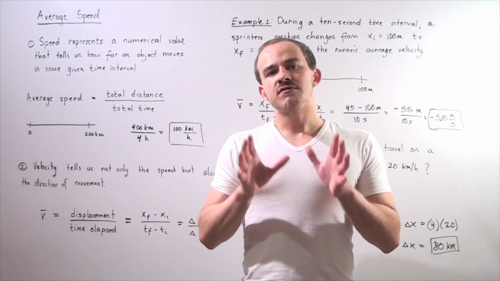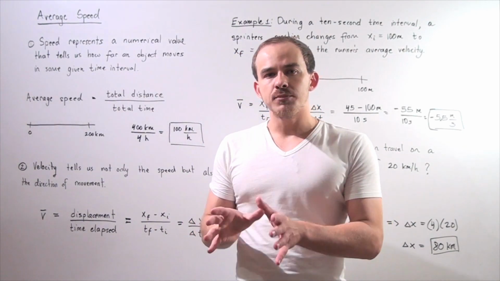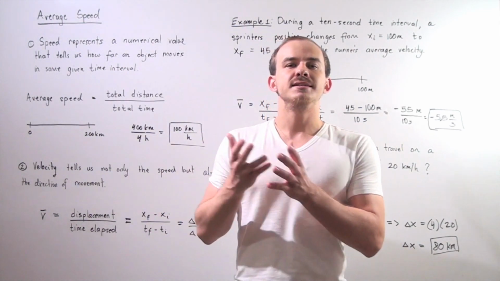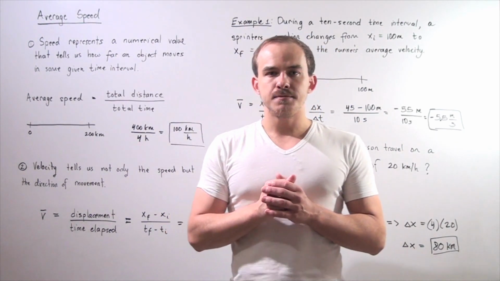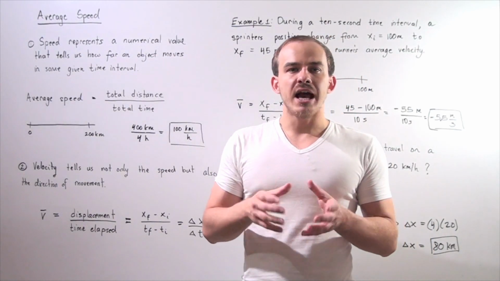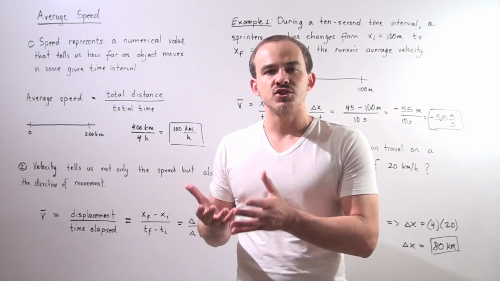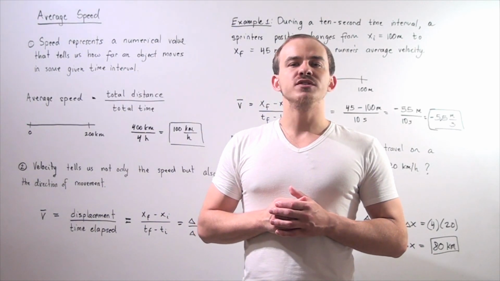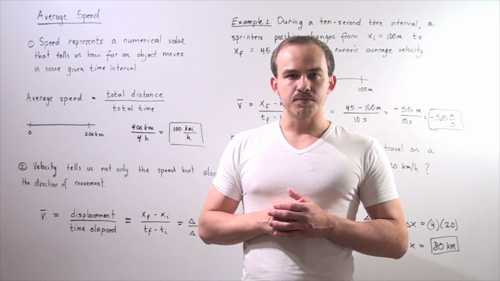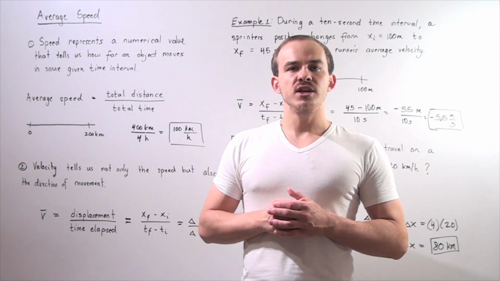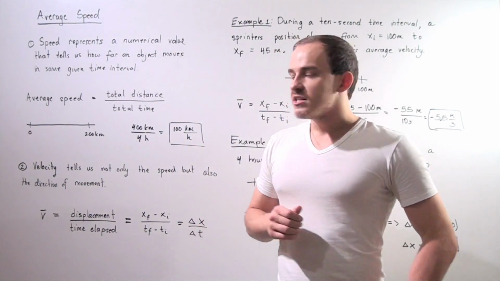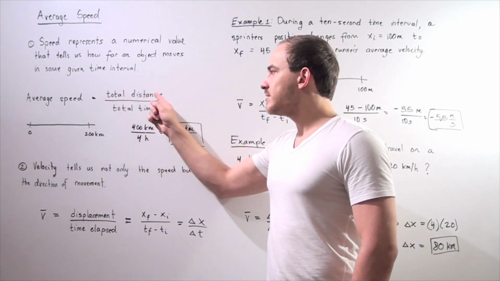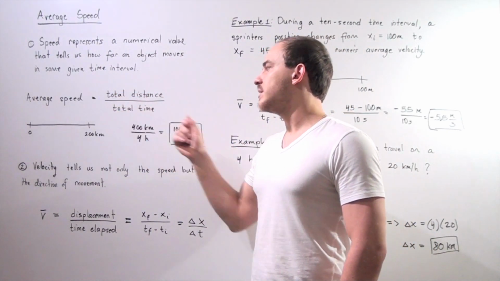In physics, whenever we describe the motion of an object, we usually describe it using velocity and speed. What exactly is speed? Well, speed is simply a numerical value, a magnitude, that tells us how far an object has traveled over some given amount of time. And normally in physics, we use average speed. So average speed is given by this formula: the total distance traveled divided by the total time elapsed.